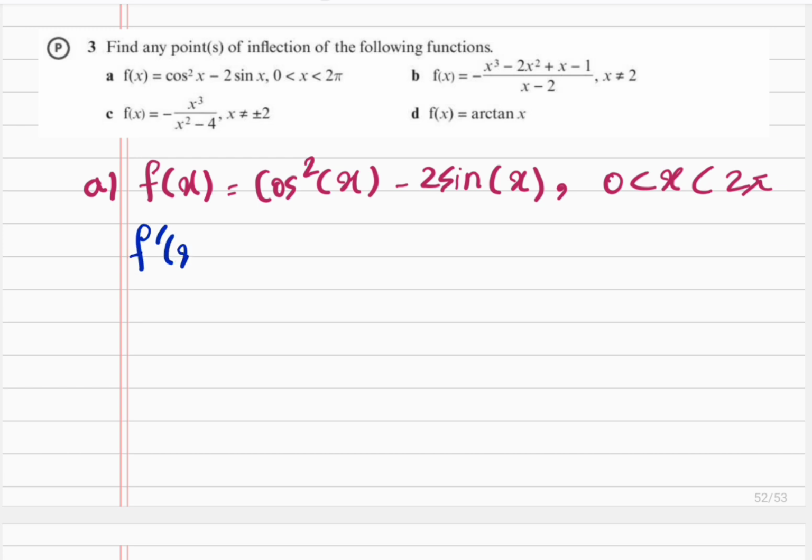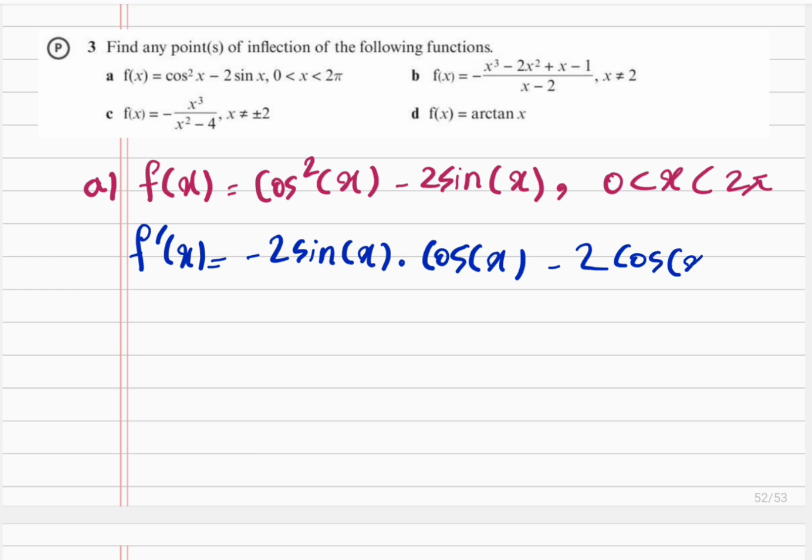Okay, so the first derivative: cos squared x differentiates, you can use the chain rule. So 2 is the power that comes down, and then the derivative of cos x is minus sine x. So I can just write minus 2 sine x times cos x to the power 2 minus 1, which is 1. And then minus 2 sine x differentiates to minus 2 cos x.